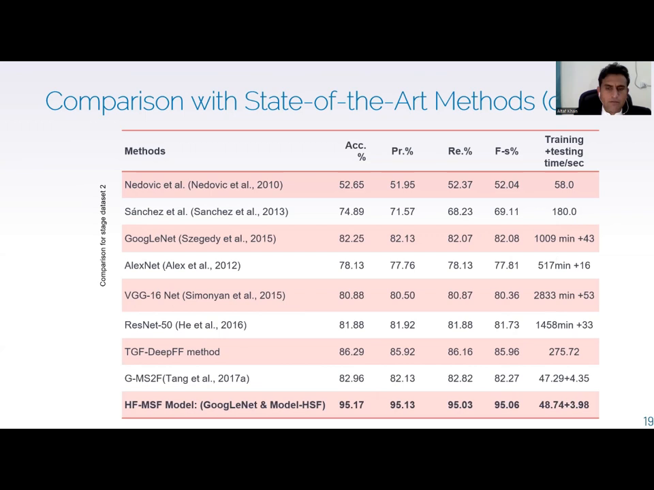Here we also show that the accuracy of the proposed method reaches 95.17, while the GMS2F Tong et al. 2017 model, which was proposed in 2017, achieved 82.96% accuracy, while our model has 95.17. Similarly, another technique shown here also achieves a different accuracy, which is very low compared to the proposed method.